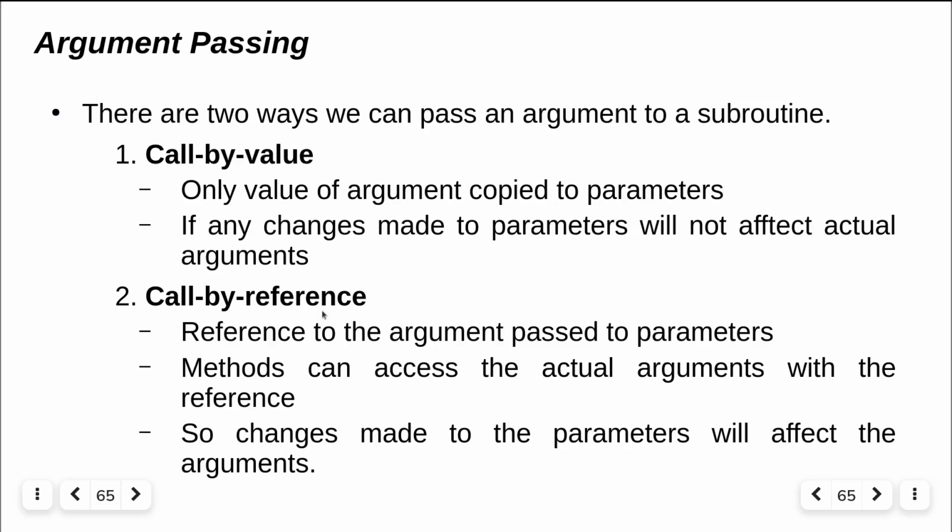The second way an argument can be passed is call by reference. In this approach, a reference to the argument, not the value of the argument, is passed to the parameters in methods. That passed reference will be used to access the actual argument specified in the method call. This means that the changes made to the parameter will affect the arguments.